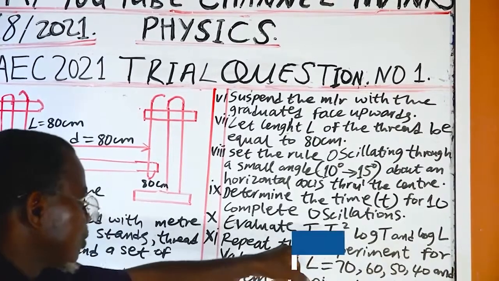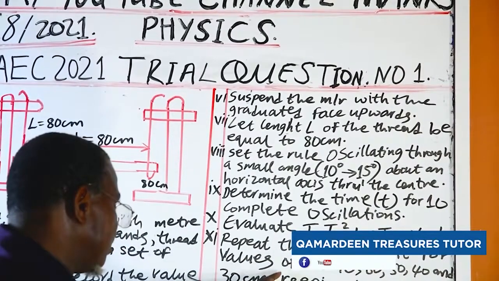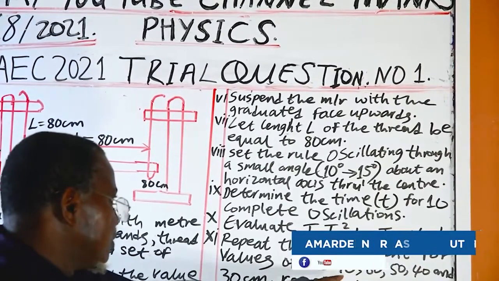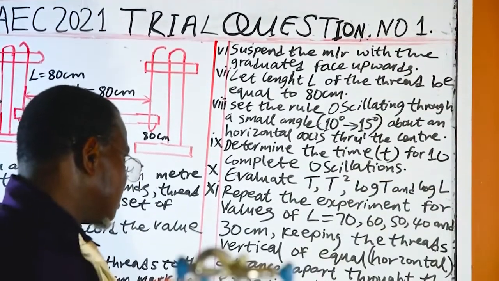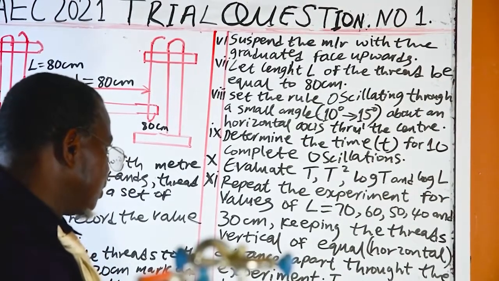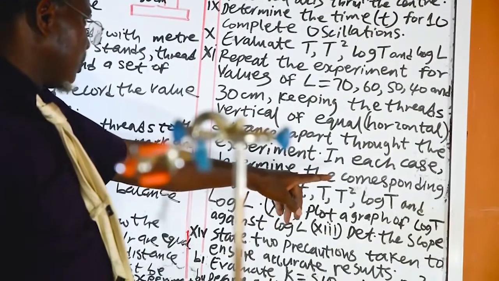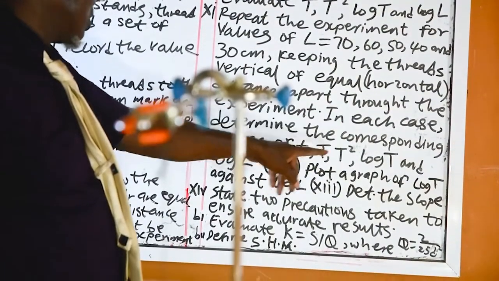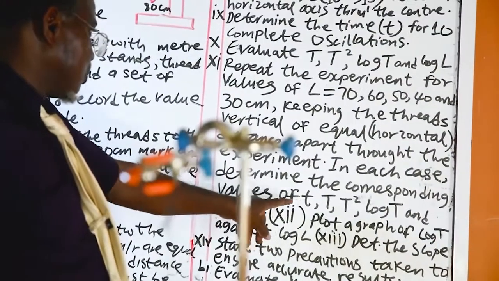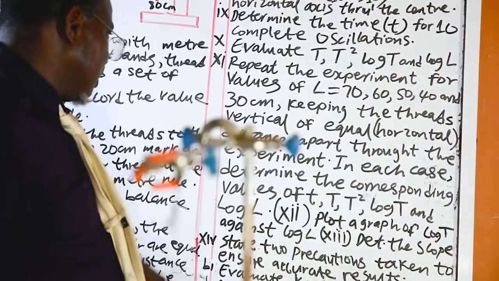Evaluate T squared, log T, log L. Repeat the experiment for values of L of 70, 60, 50, 40, and 30, keeping the threads vertical and of equal horizontal distance apart throughout the experiment. In each case, determine the corresponding values of T, T squared, log T and log L.